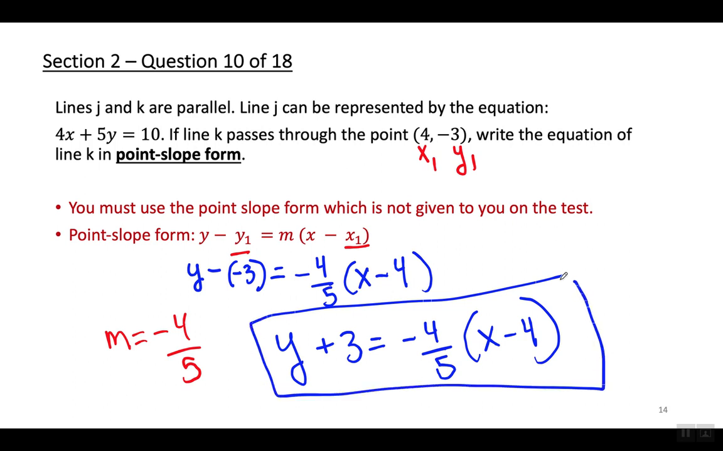Okay, ya, ahí está mi respuesta. It's in point slope form. The slope is right here, and the x1 is here, and the y1 is here. That's not really difficult, especially if I'm giving you what the point slope form is.